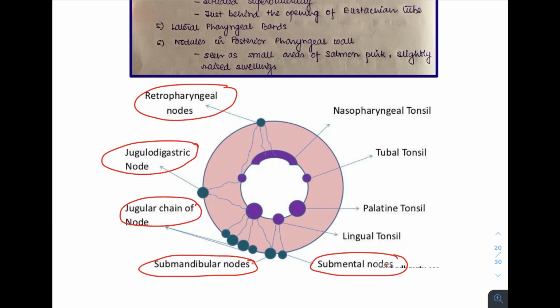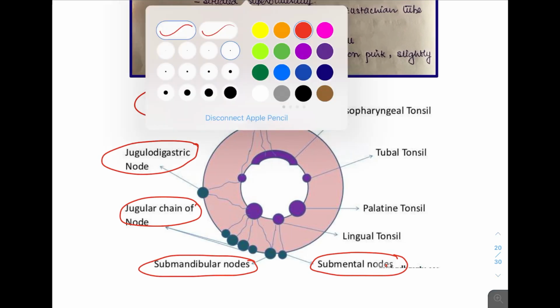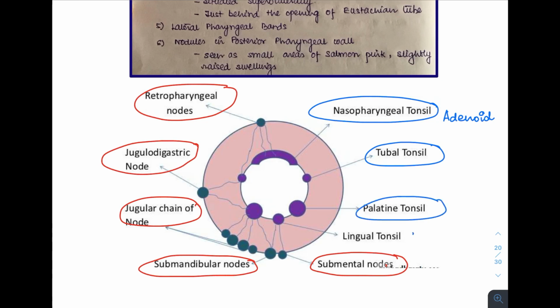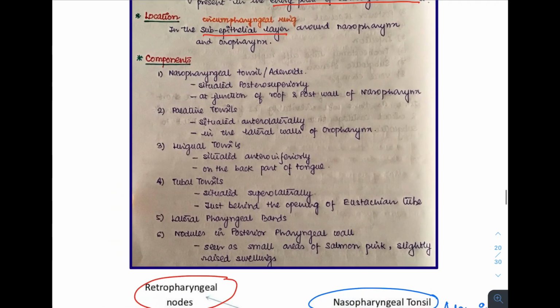Whereas when we come to the inner ring, which is the more important part that we are going to be discussing, it consists of various structures like, as I've told you before, the nasopharyngeal tonsil, also known as the adenoid, the tubal tonsil, the palatine tonsil, the lingual tonsil. These are the four main components forming the inner ring of the Waldeyer's ring. In addition to this, there are also some lateral pharyngeal bands and some nodules in the posterior pharyngeal wall. So, we are now going to talk about the components of this inner ring.